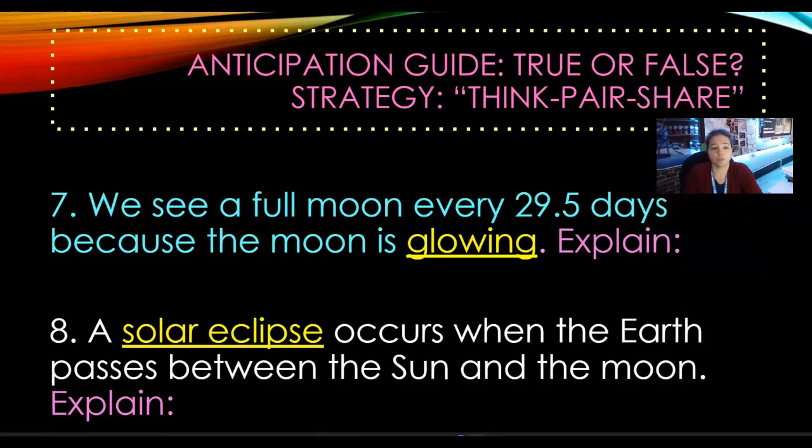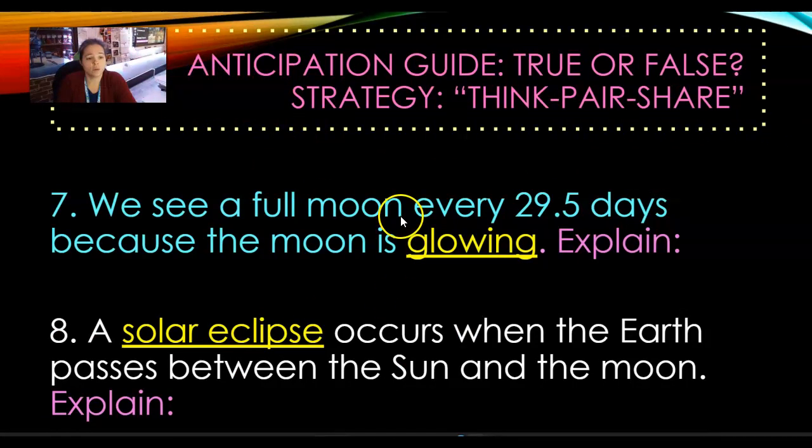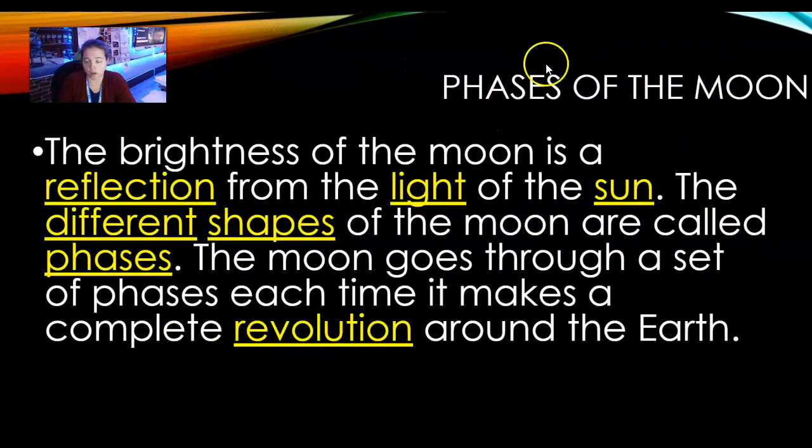Flip into the anticipation guide. We see a full moon every 29.5 days because the moon is glowing. True or false? A solar eclipse occurs when the Earth passes between the sun and the moon. True or false? All right, flip back to the notes.